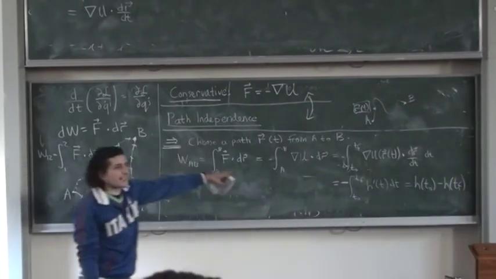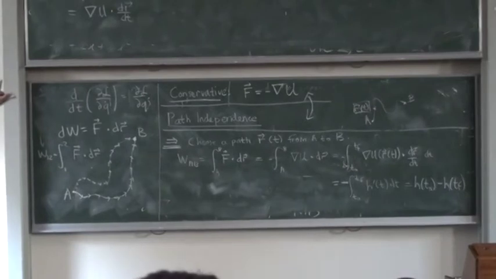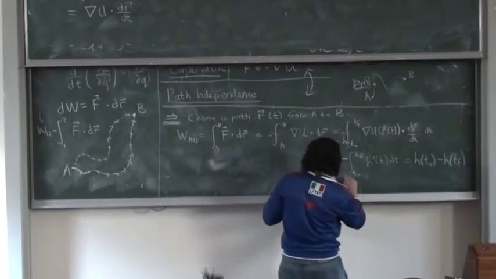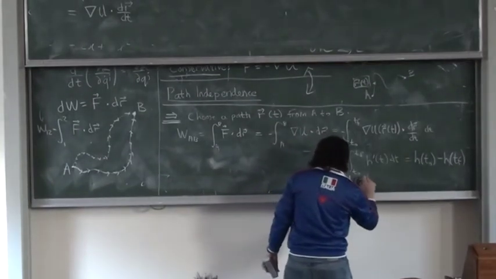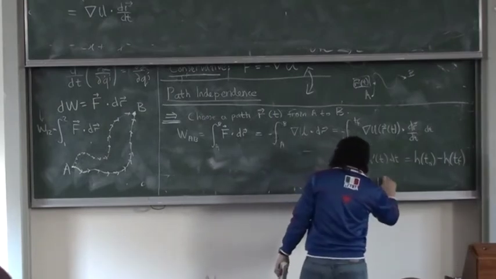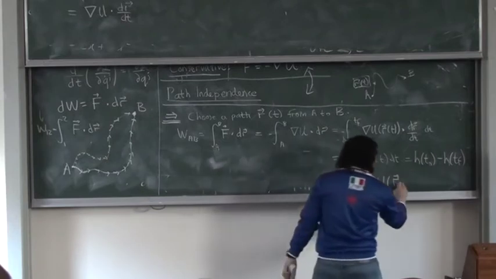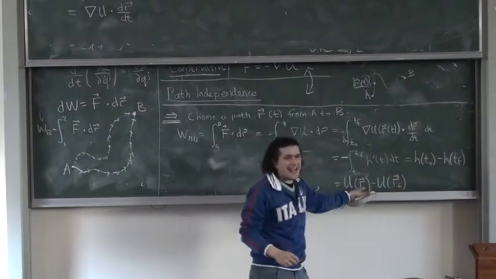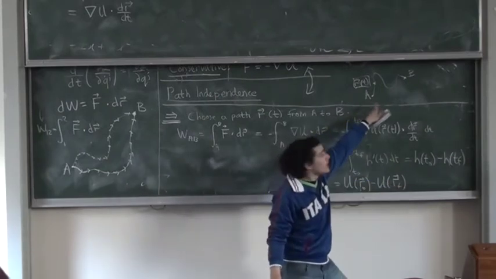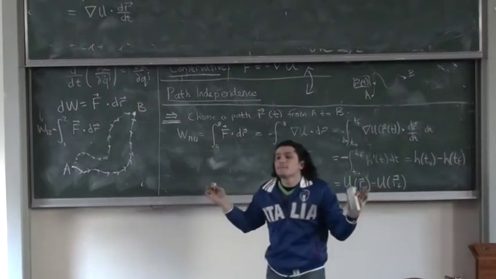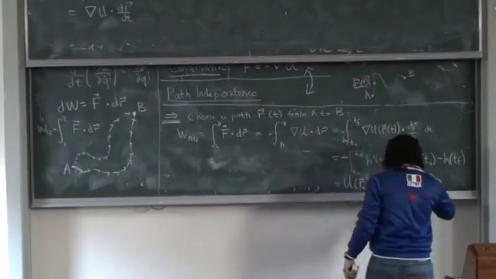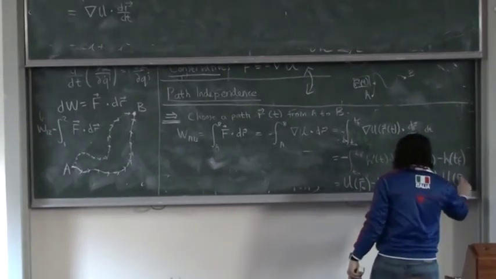Okay, so what was h of t again? h of t was u of r of t. So this is simply equal to u of r at t0, the place we started, r0, minus u of r at the place we finished, rf. But r0 is a and rf is b. That's how we parameterize this. We said we start at a, we end at b, and we go along some path. So this is simply u of a minus u of b.